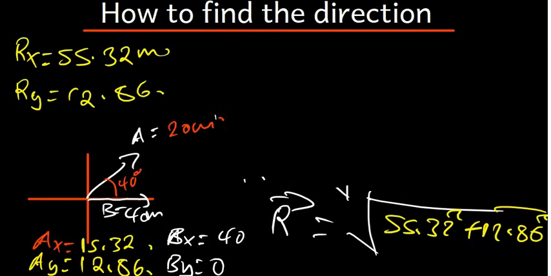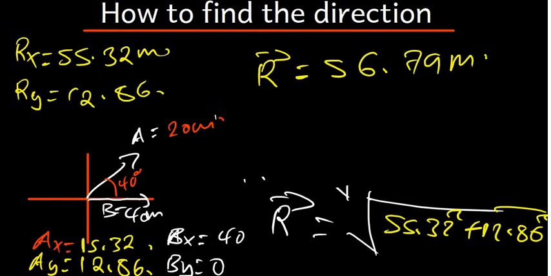So it's going to be 55.32 squared plus 12.86 squared. I'm getting, now I need to square root it. The answer has to be square rooted. So I'm getting 56.79, which is the same as just 56.8. So my resultant is going to be 56.79 meters. So that is my resultant.